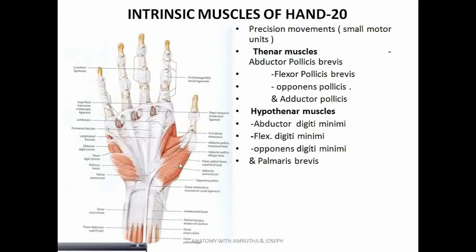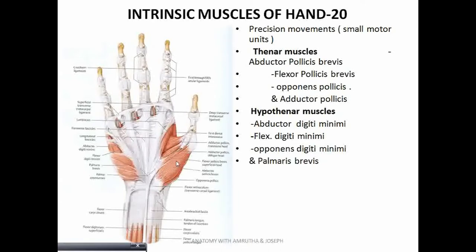Now the main function of these intrinsic muscles of the hand, they are for the fine movements. They have small motor unit. So they do precision movements. There are 20 intrinsic muscles which can be divided into some regions. This region is called thenar region. Thenar region muscles are abductor pollicis brevis, flexor pollicis brevis.